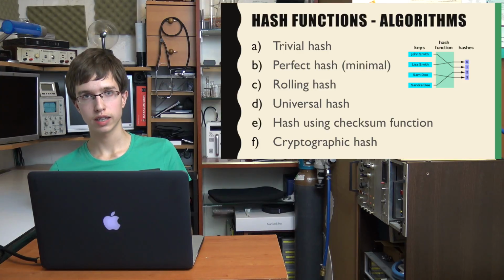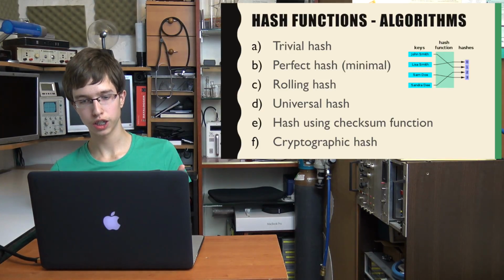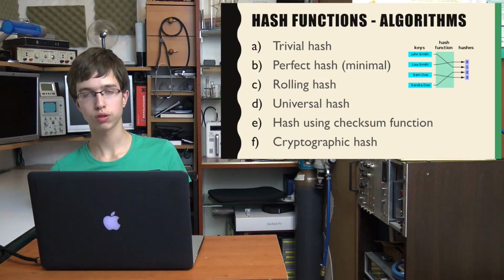Last but not least, and probably one of the most important, is cryptographic hash, which is used for similar purposes as checksum notation or fingerprints, and also mostly in cryptography. And more about cryptographic hash functions in one of the next videos about cryptography.